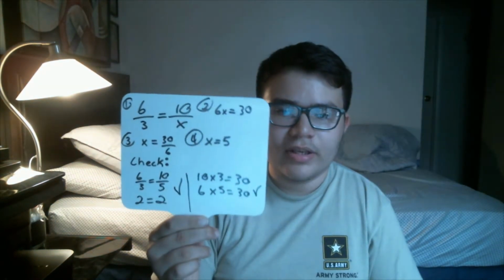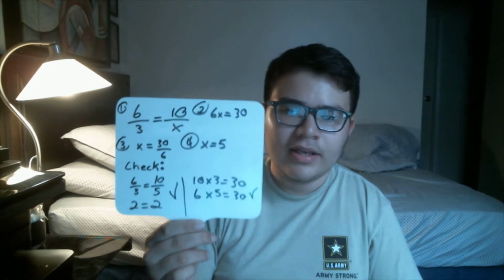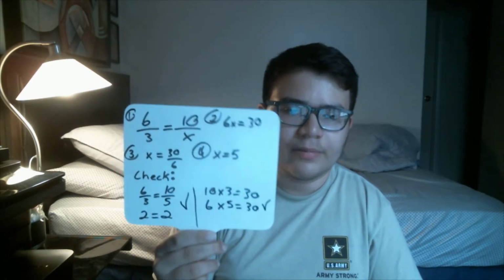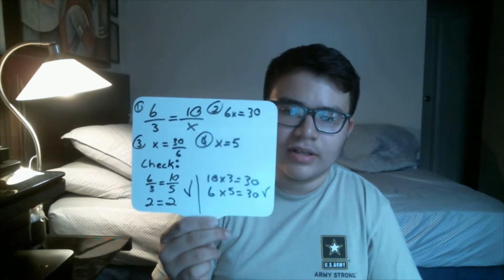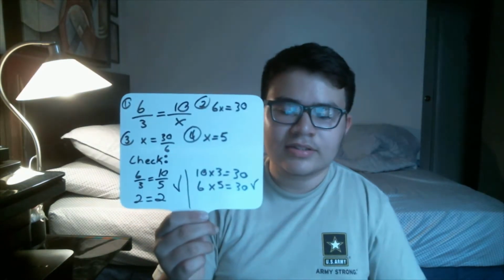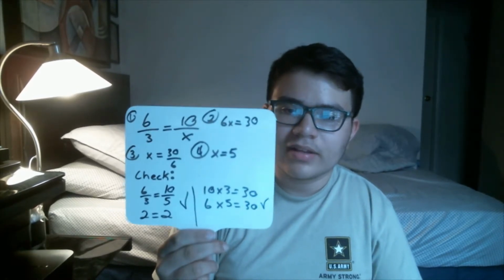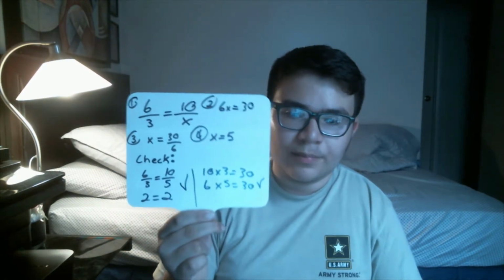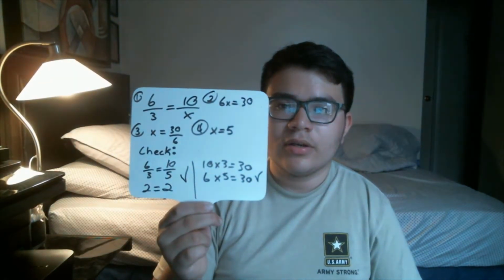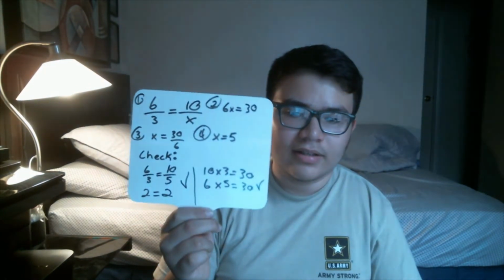6 over 3 equals 10 over x. To find x, you cross multiply. 6x equals 30, 30 being 10 times 3. X would equal 30 over 6 because you would divide 6 by both sides. And then you would find out that x equals 5 when you simplify. And in order to check that, you could either put it back into the fraction or you could go through the multiplication yourself. I personally like the right one again.